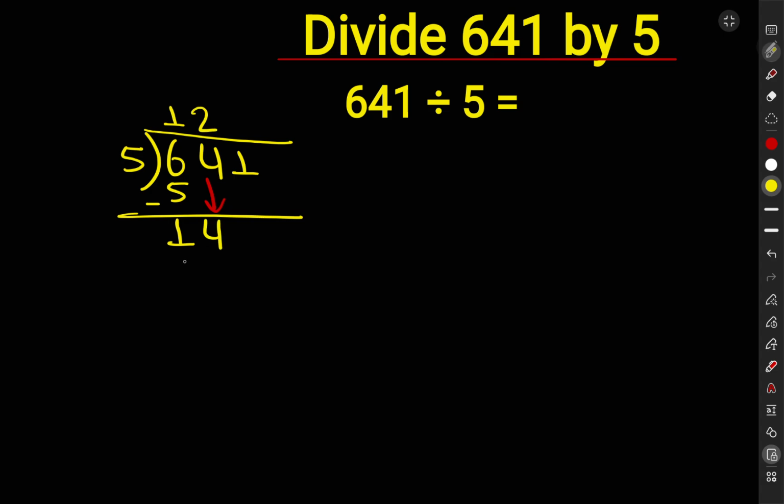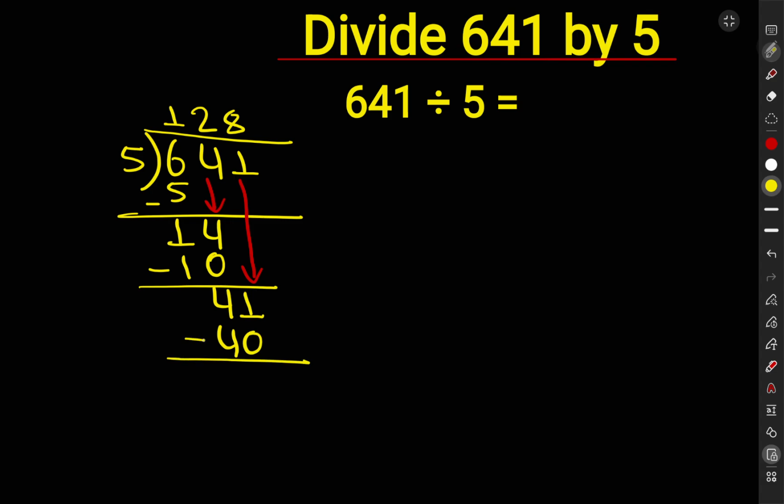5 times 2 is 10. On subtracting we get 4. So again we put down this 1 and it is 41. So 5 times 8 is 40. On subtracting we get 1.